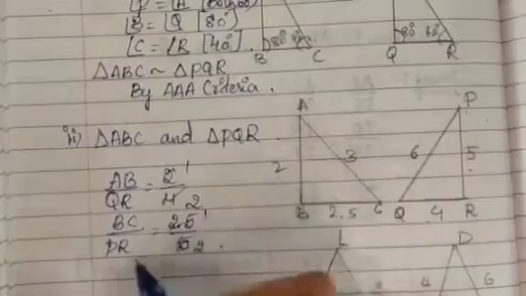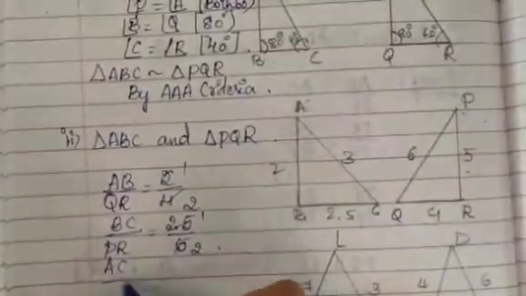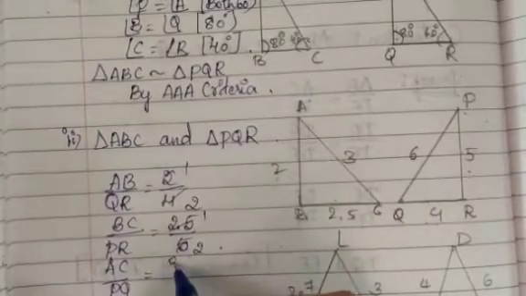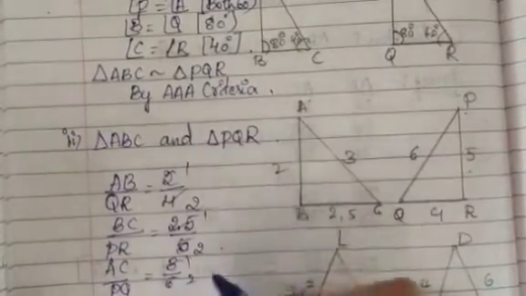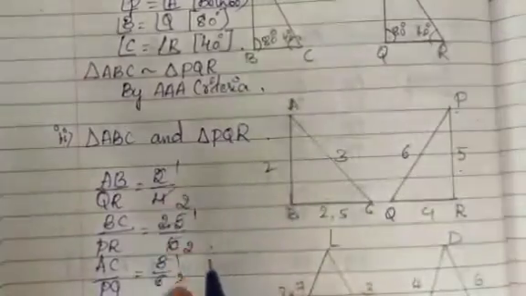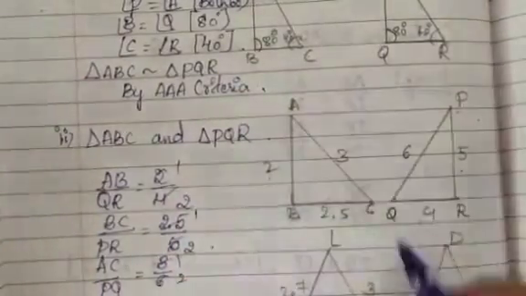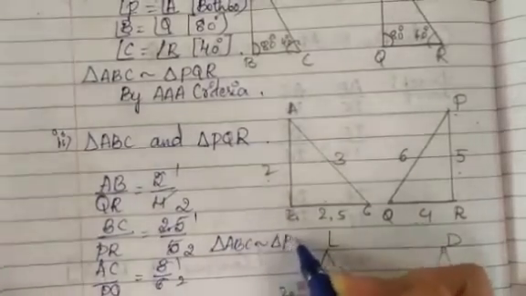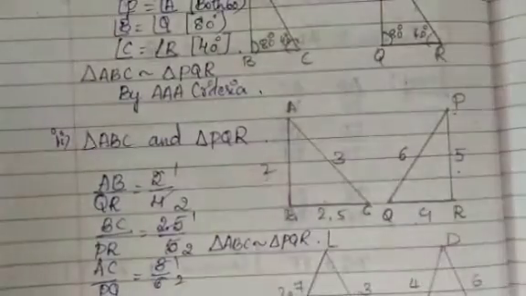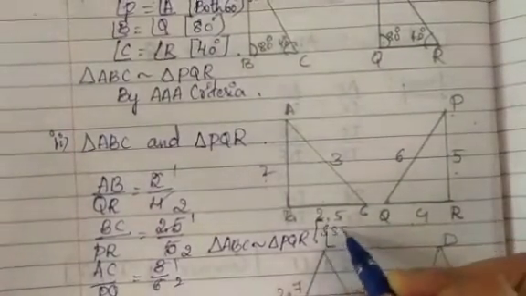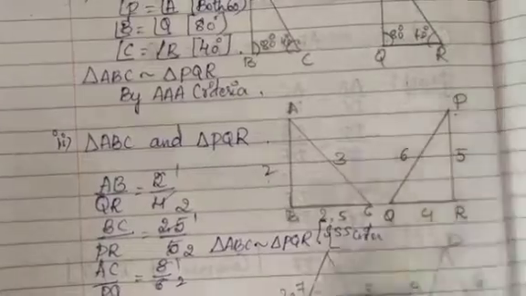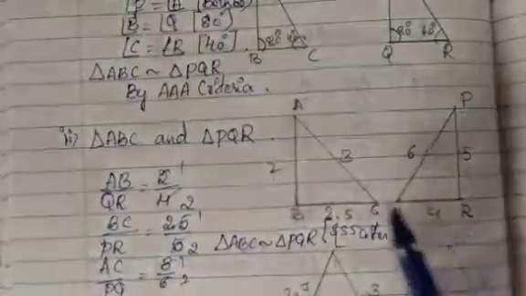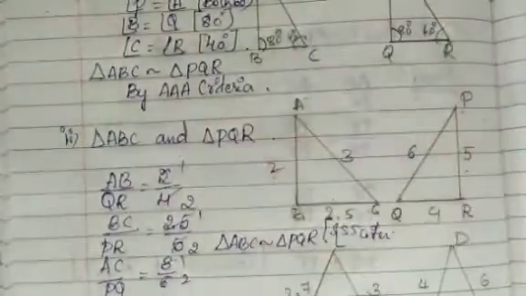Similar to this, for the next one, AC divided by PQ. AC by PQ is 3 by 6, so 1 by 2. So these three ratios, the corresponding sides, are proportional to each other. So hence triangle ABC is similar to triangle PQR here. By what rule? SSS criteria. If the corresponding sides are proportional, then by SSS you can say that these two triangles are similar to each other.